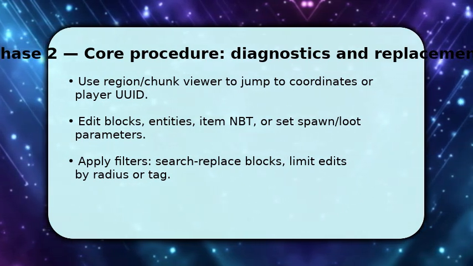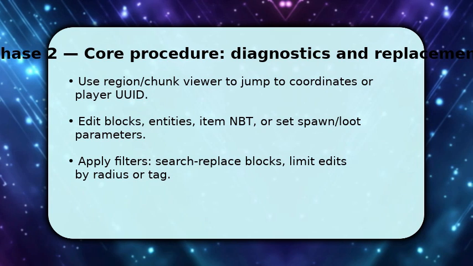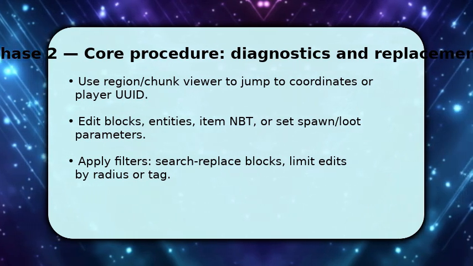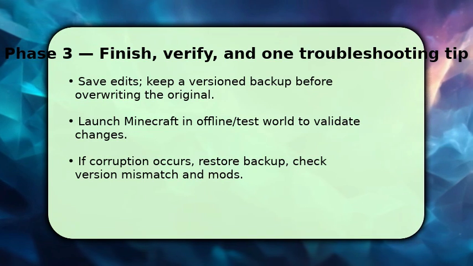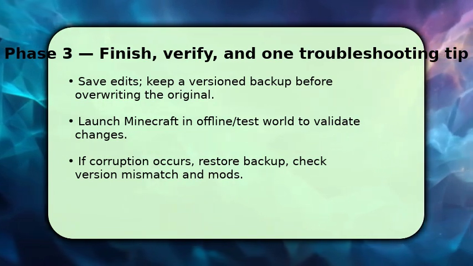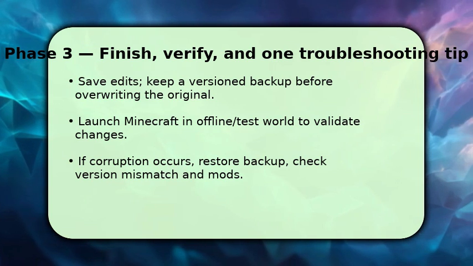Make adjustments incrementally and use the preview to verify changes, because the editor writes directly to the save when you commit edits. Finally, save your edits, but first create a version backup so you can revert if needed. Never overwrite the only copy.